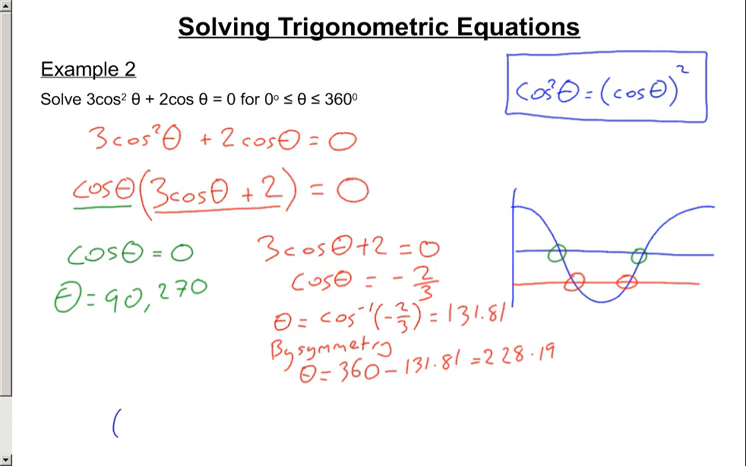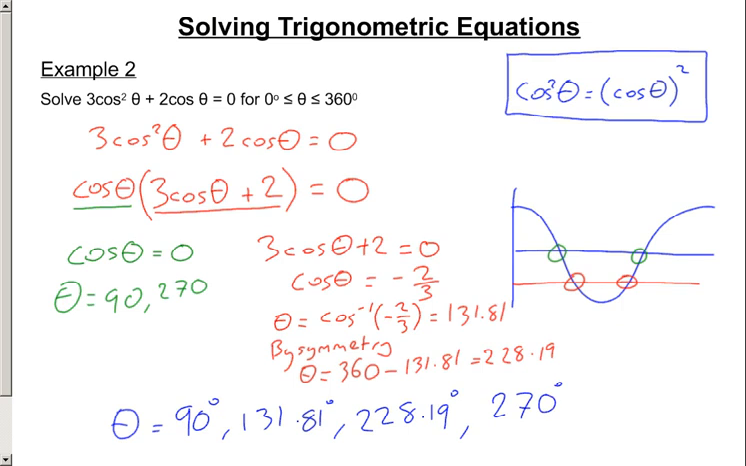And then finally, we need to write down our final answer. So our final answer is theta is equal to all the possible options. And we normally write these in ascending order. So 90 degrees, 131.81 degrees, 228.19 degrees, and 270 degrees is our final solution there at the bottom.